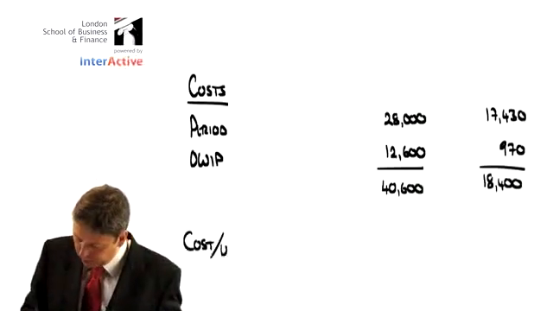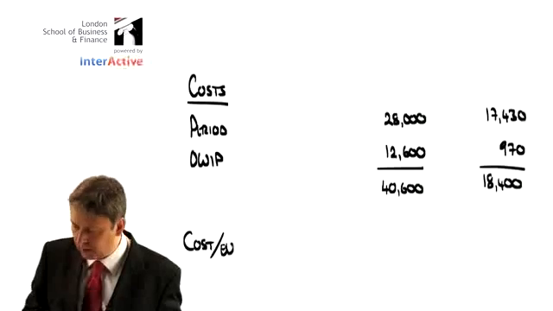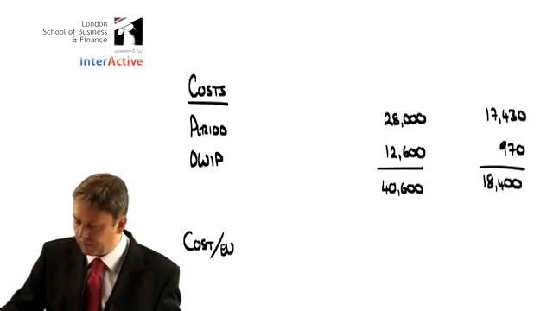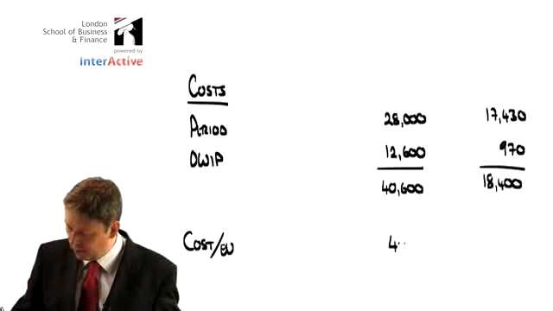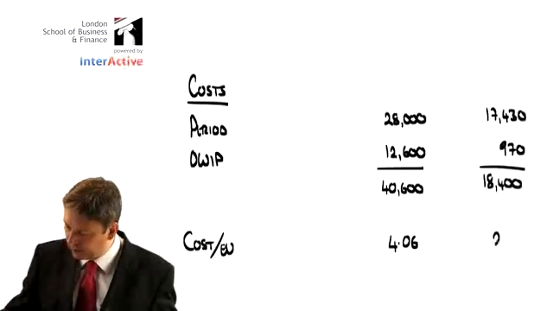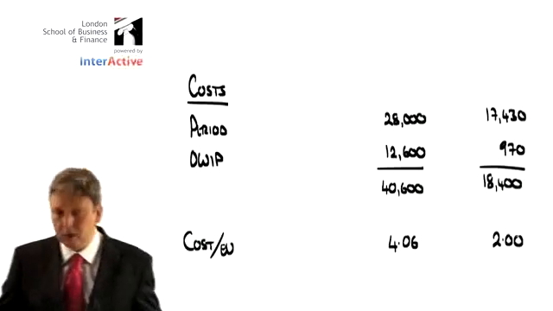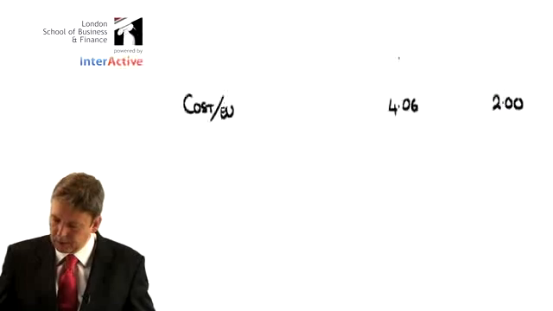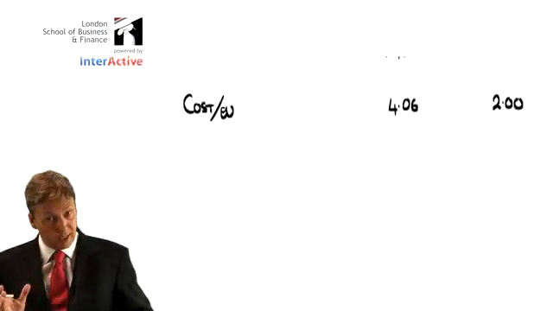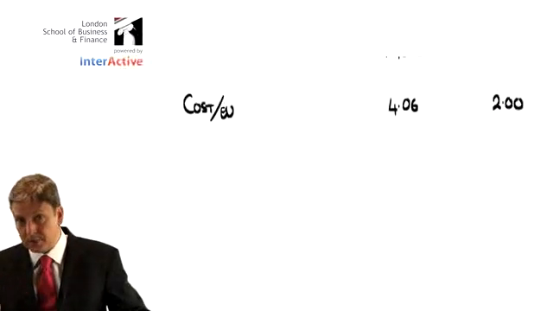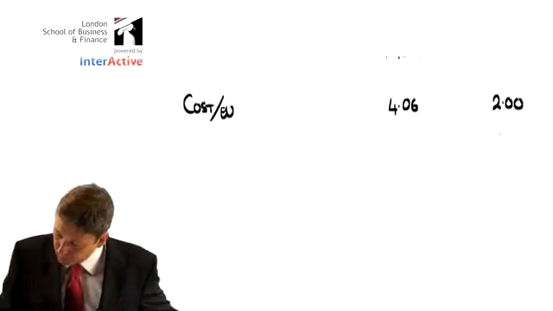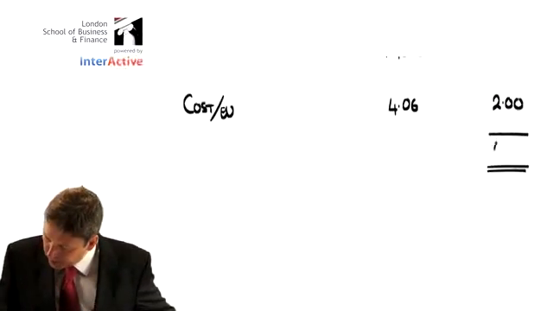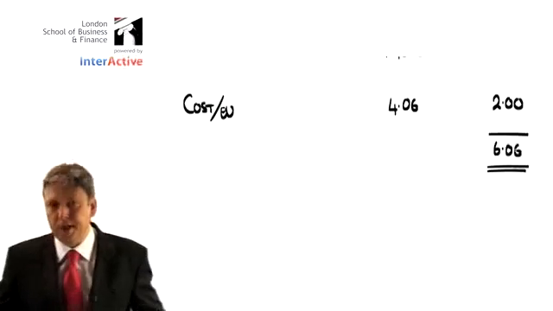Calculating the cost per equivalent unit, 40,600 divided by 10,000 comes to what? 4.06? 18,400 divided by 9,200 comes to 2. Not bad. So we have a cost per equivalent unit in terms of materials and in terms of conversion costs. We could sum them if you wish and say that the unit cost is £6.06.